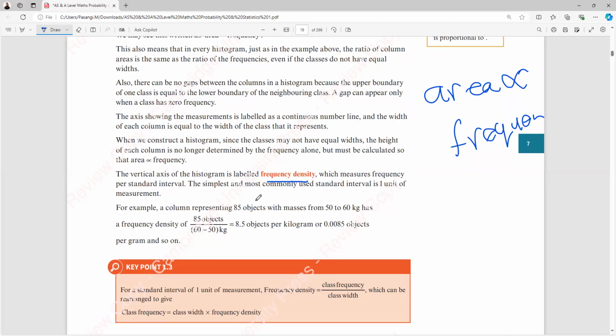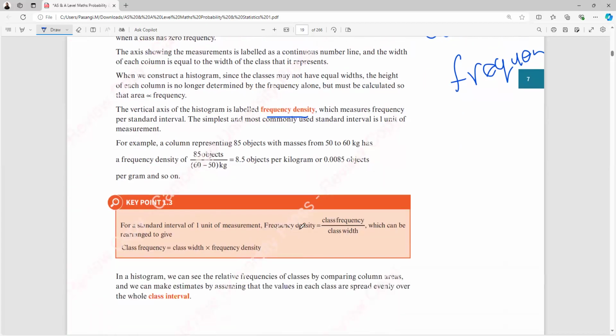Normally, 1 unit of measure. For example, the column representing 85 objects with masses from 50 to 60 kilograms. Then the frequency density will be the number of objects, 85, divided by the class width. Class width 50 to 60 means actually 10. Then 8.5 objects per kilogram. That means, for example, 0.0085 objects per gram and so on.